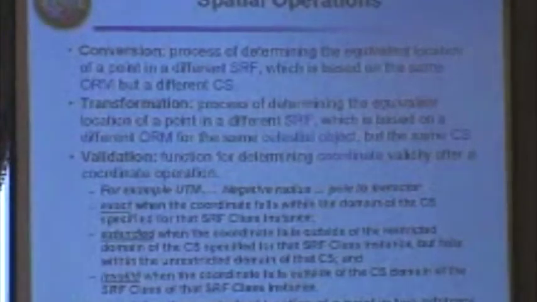Okay, now for something a little different. Spatial operations. We've categorized those into operations on coordinates, operations on directions, and operations on locations. On coordinates, there are 3 kinds. There's conversion, transformation, and validation. A conversion is a process of determining the equivalent location of a point in a different spatial reference frame which uses the same ORM, but it uses a different coordinate system.